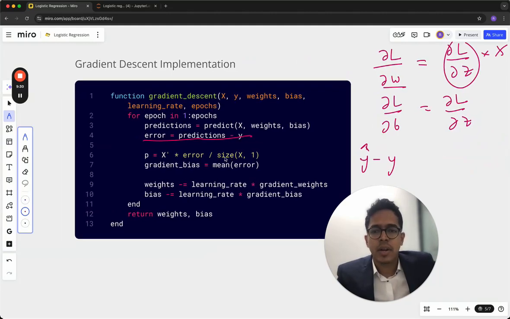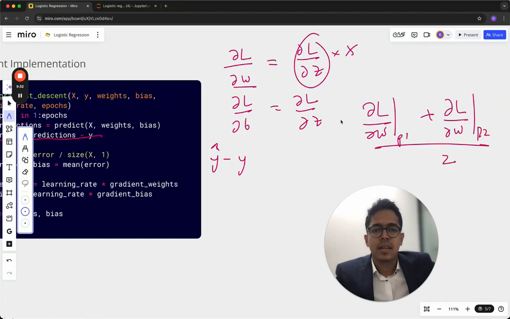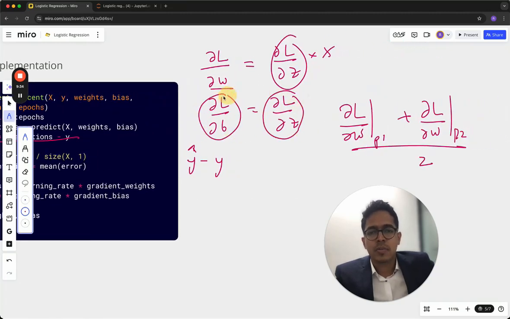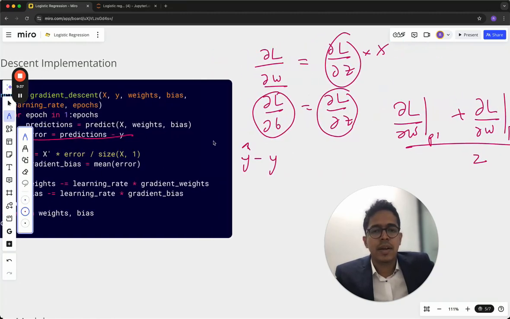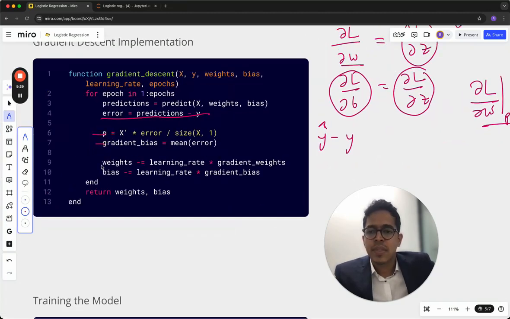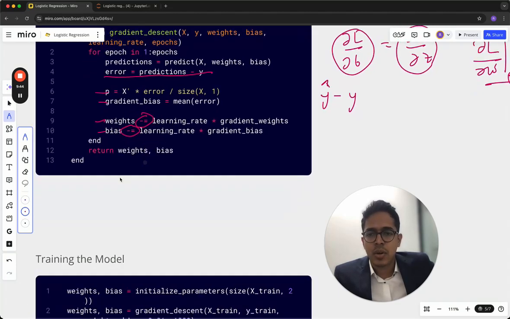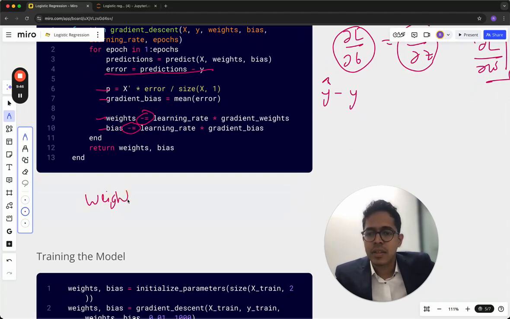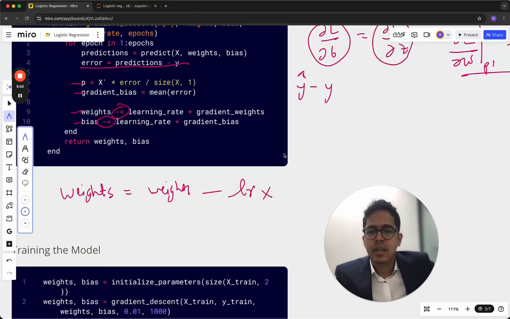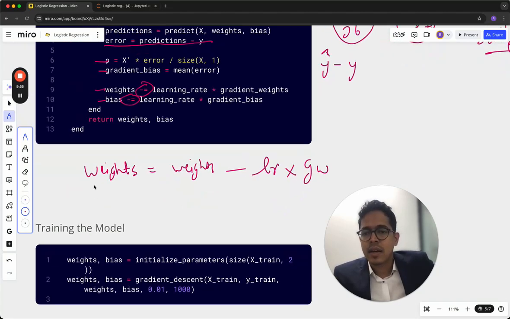Here we are calculating a similar thing, and for bias, since dou loss by dou Z and dou loss by dou B are the same, we simply calculate it and get the mean value. So that is this. Then we update the weights and bias, and you see this is not equal to, this is minus equal to. Minus equal to is the same as writing weights equal to weights minus learning rate times gradient weights, and bias equal to bias minus learning rate, which is eta, times gradient bias, right?